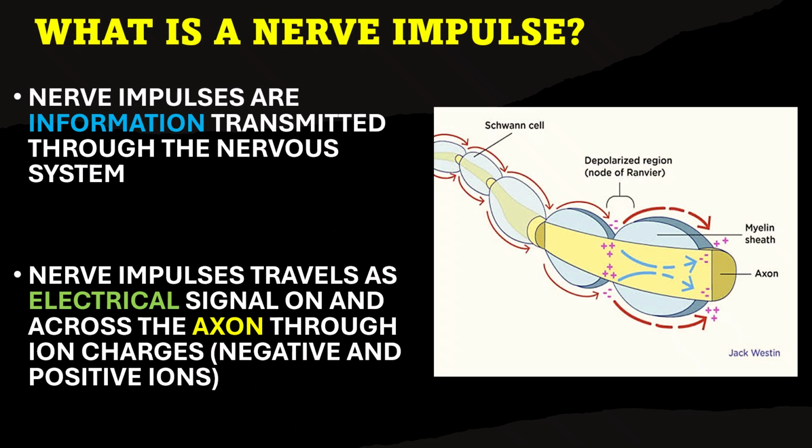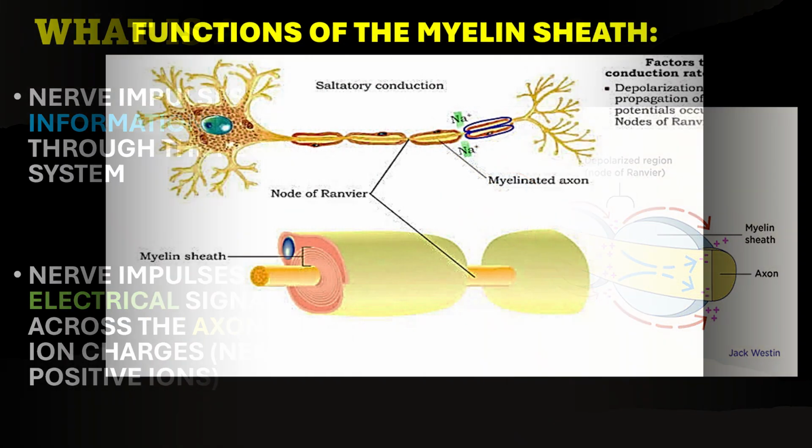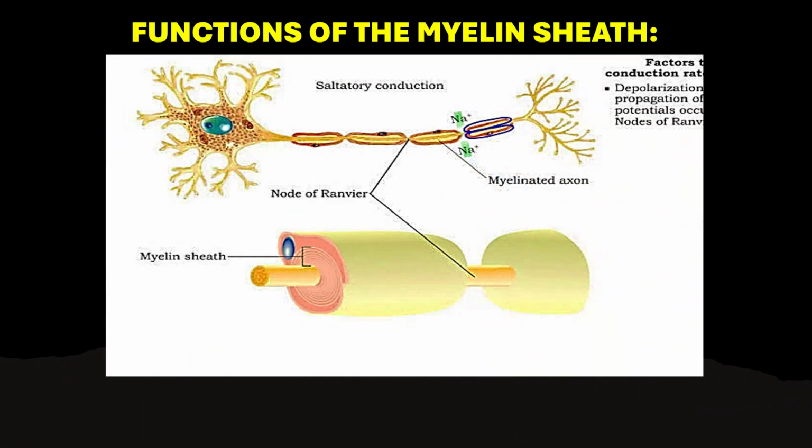What is the nature? Nerve impulses travel as electrical signals on and across the axon through ion charges, that is through positive and negative ions. Now there is a part of the neuron which is of great importance. So as you can see here, that is a typical motor neuron. And if you zoom in, you will see this rod-like structure. That is the axon here. The label as the node of Ranvier here is fine, but running through it is the axon.